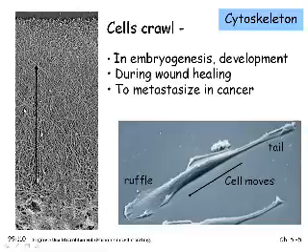Even in an adult, if you accidentally cut your finger with a knife, for that wound to heal, there are fibroblasts that will crawl to the correct place in order to close that wound and to restore the integrity of the skin. And then the scariest aspect of crawling is metastasis.